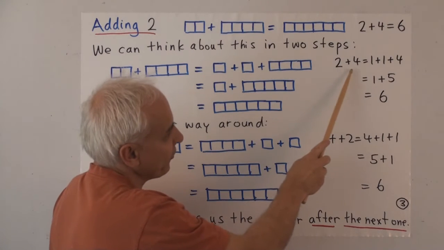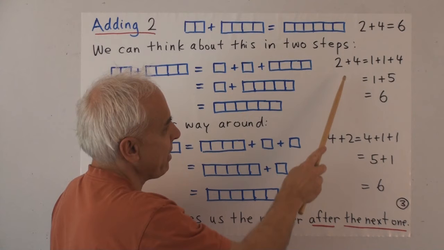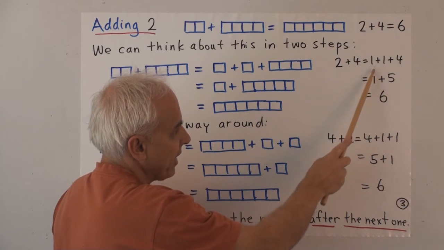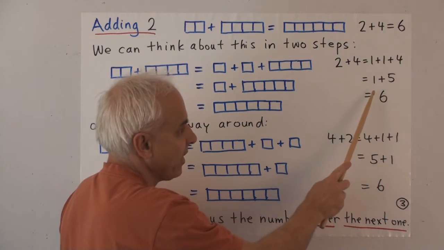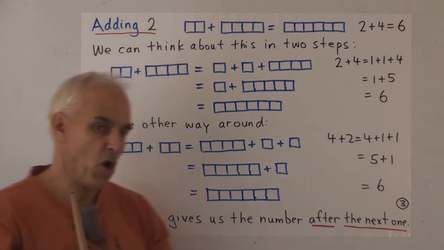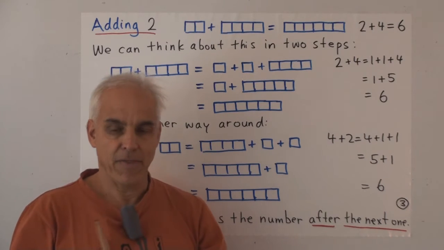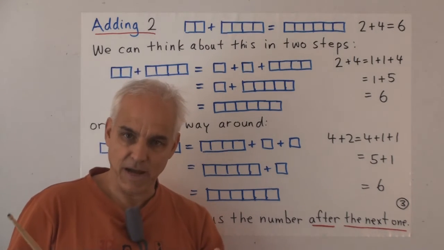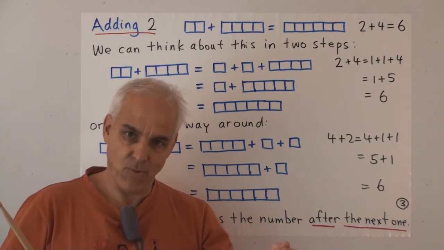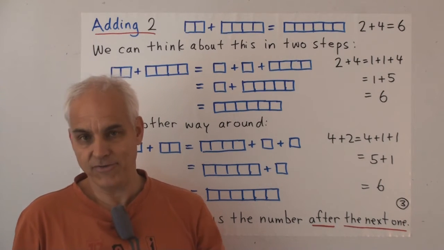So we can also say what we're doing here: 2 plus 4 is 1 plus 1 plus 4, and that's the same as 1 plus 5, and that's 6. So in other words, if we know how to add 1 to a number, then we know how to add 2 to a number. We just add 1 and then add 1 again. So we add 1 twice.